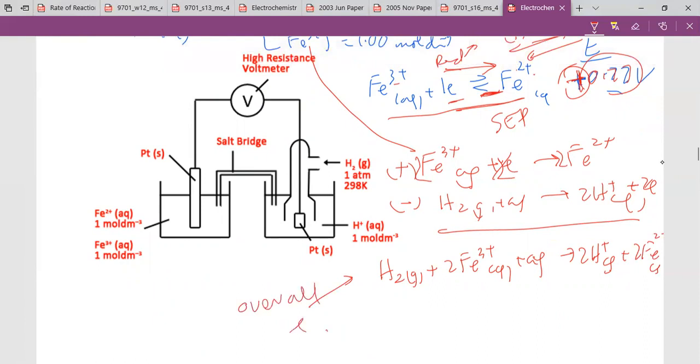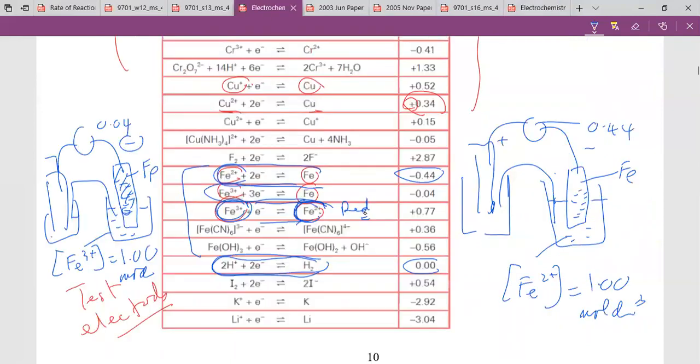See? So beautiful. All this you can get because of this value here, plus 0.77. And where do you get this value from? In the exams, where do you get this value from? You go to the lab and do an experiment? No. From the data booklet. Here. Beautiful, isn't it?